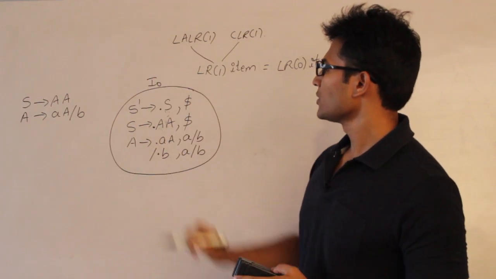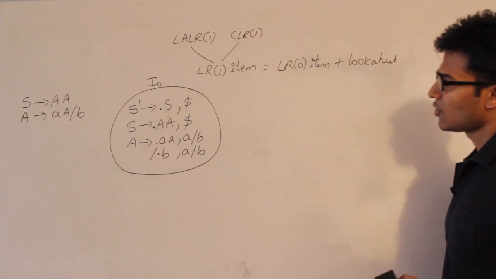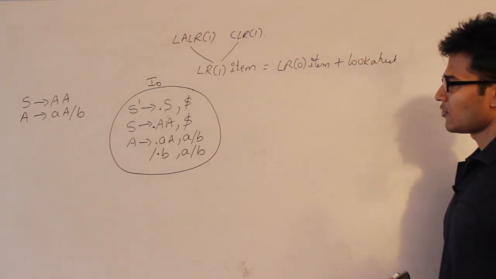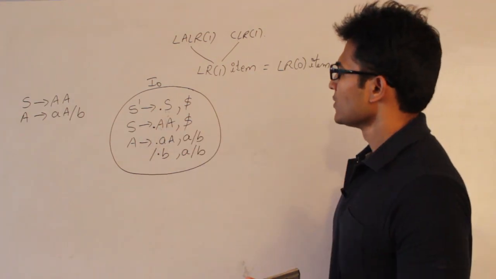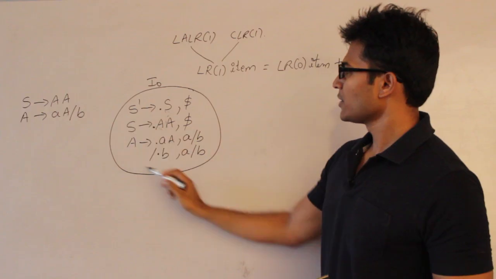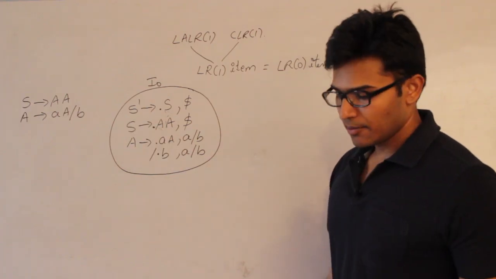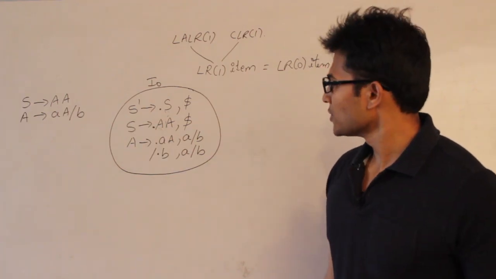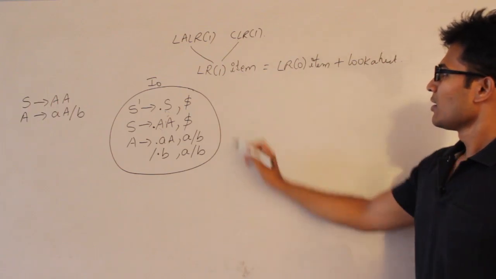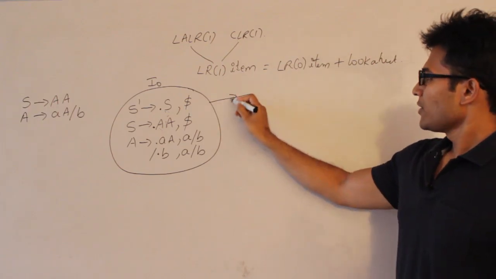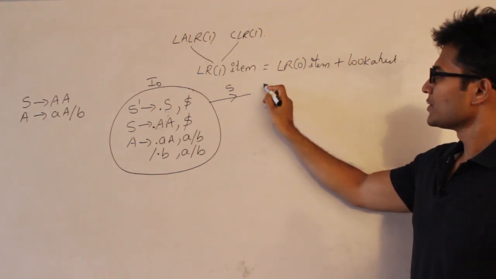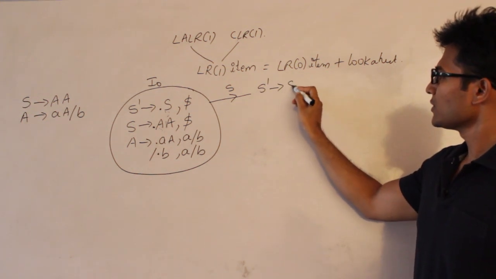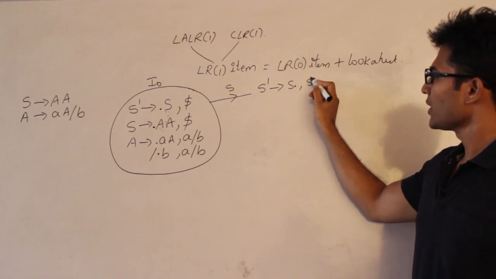I naught is nothing but the canonical collection of all LR1 items starting with S dash derives dot S. So I have taken the first production and I applied the closure. Now remember that whenever we apply the transition on capital S or on any symbol, the look ahead doesn't change, which means S dash derives S dot, and whatever the look ahead was, you have to write it there.